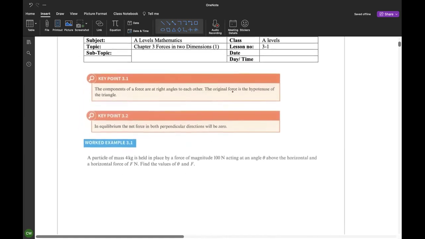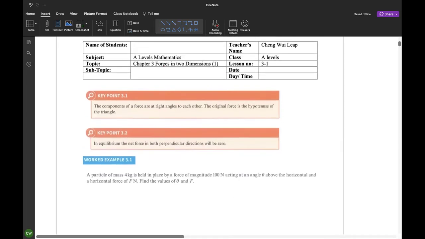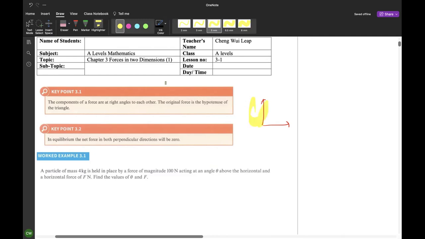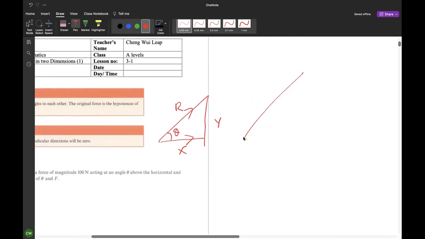Okay, shall we continue? Okay, this is about forces in equilibrium, in two dimensions, meaning X and Y. Normally, a force can be split into two directions. Any force, this is a force, it can be resolved this way, X and Y, with angle theta. It can also be resolved this way, in any two perpendicular directions. This one also can.